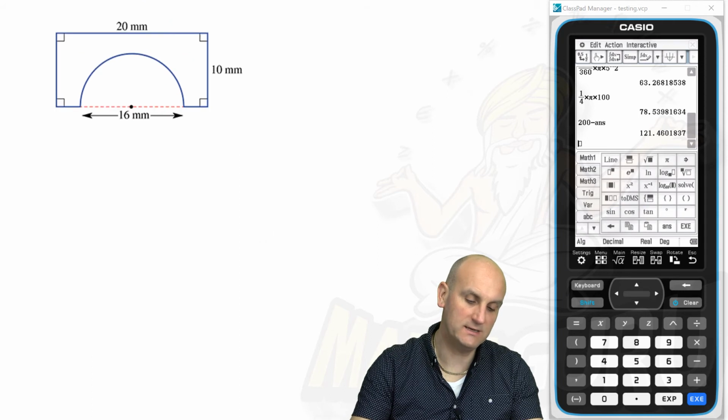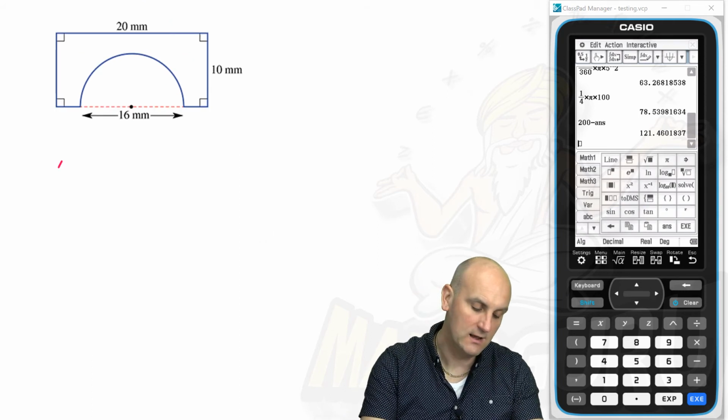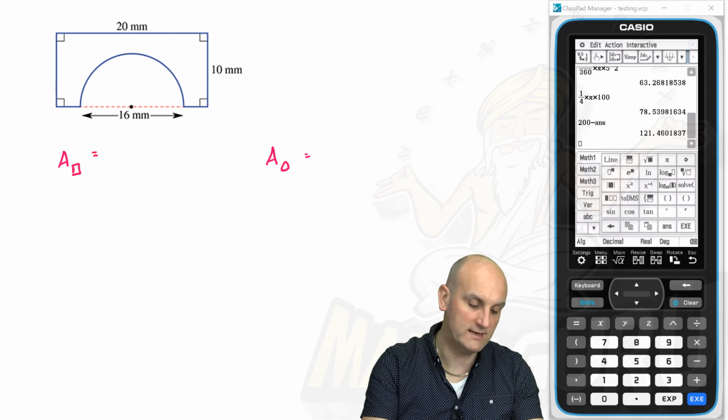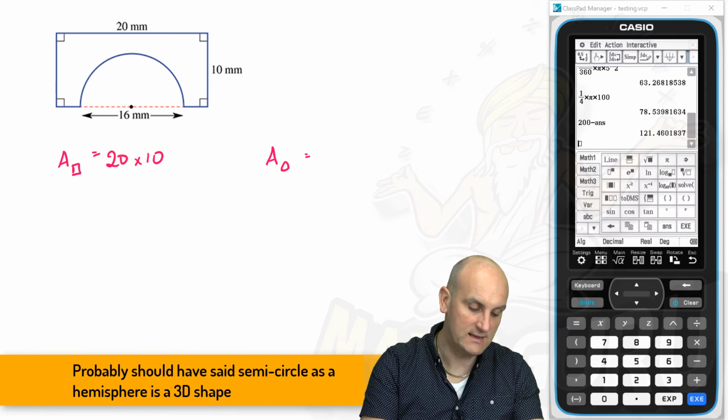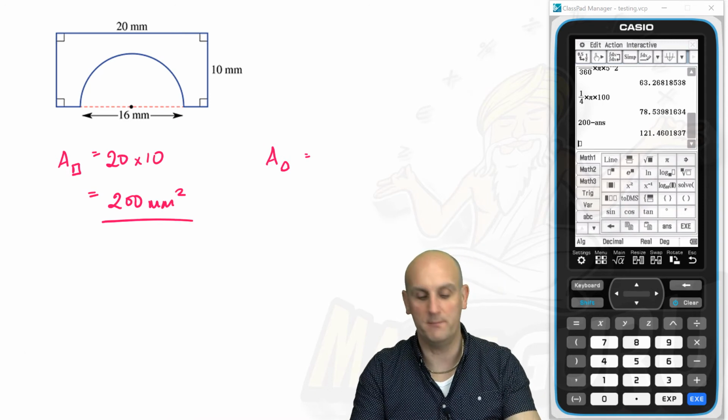Pretty much the same, I think. Yeah, they've just tried to trick me. How? Well, again, I'm going to find the area of the rectangle, I'm going to find the area of the hemisphere, and then I'm going to take them away. Right, area of the rectangle is 20 times 10 again, which is 200 millimeters squared. That was nice and easy. Thank you very much. That's 2 marks already, or maybe 1 mark.